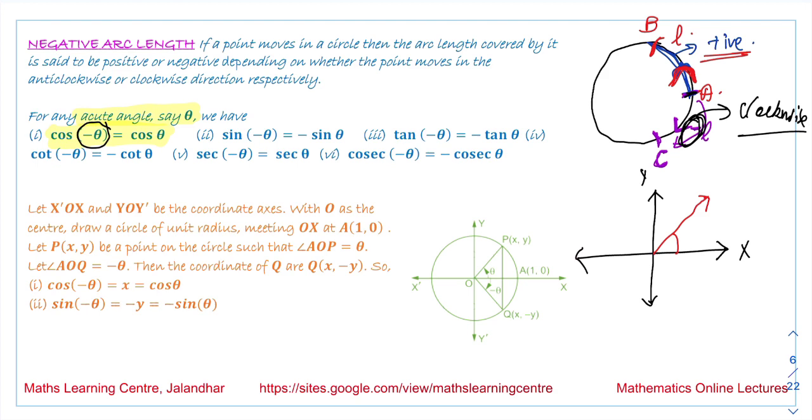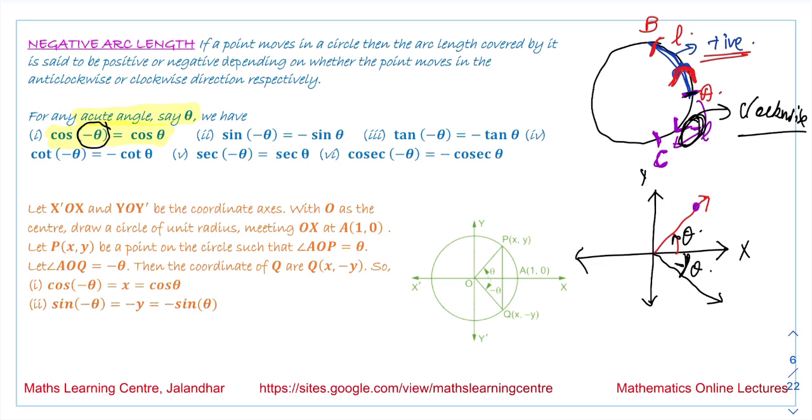So this is the angle theta we are saying. Then the angle minus theta means that we are moving in the anti-clockwise direction. Then the angle minus theta means we are moving in the clockwise direction. So we are talking about basically 2 points.